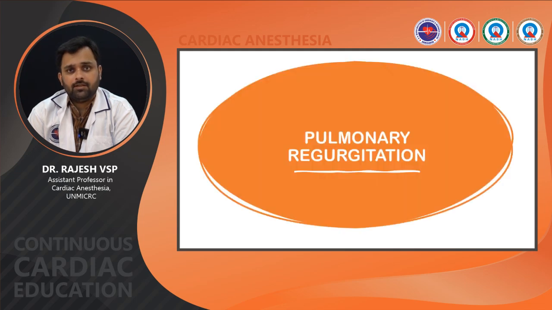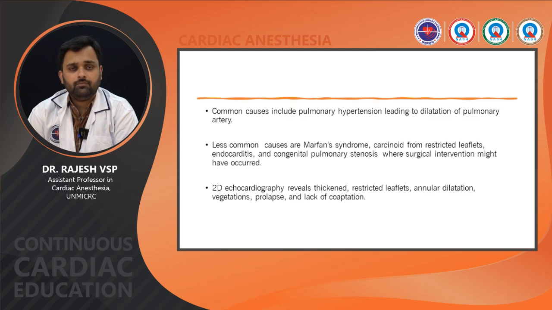Coming to the various pathophysiologies, first is pulmonary regurgitation. Common causes include pulmonary hypertension leading to dilatation of the pulmonary artery. Less common causes are Marfan syndrome, carcinoid from restricted leaflets, endocarditis, and congenital pulmonary stenosis, where surgical intervention might have occurred. 2D echocardiography reveals thickened, restricted leaflets, annular dilatation, vegetation, prolapse, and lack of coaptation.